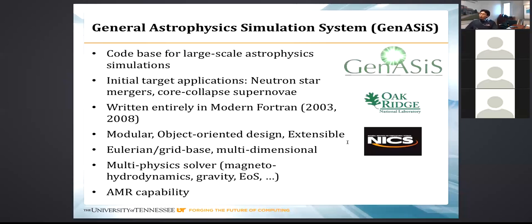So the major code that I'm working on is called Genesis, and what we want to do with this code is to be able to do things like neutron star merger simulation and core collapse supernova. We write this code as a code base for large-scale astrophysics simulation. It's written entirely in modern Fortran, Fortran 2008, and it's an object-oriented design, is extensible, grid-based, and multi-dimensional. Another way to approach simulation is to use a particle-based code, but it has its own issues. So we choose to use grid-based Eulerian methods.